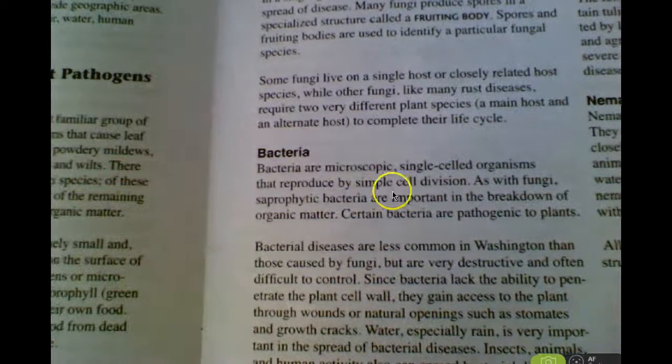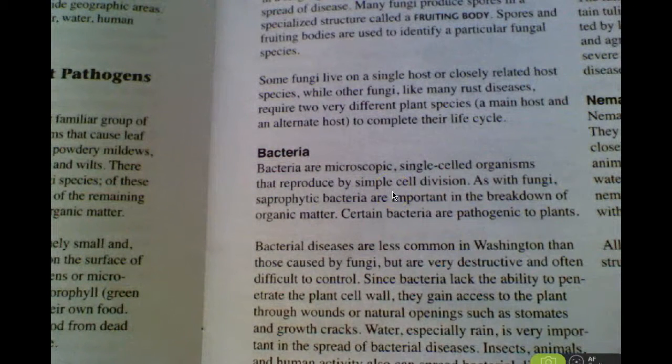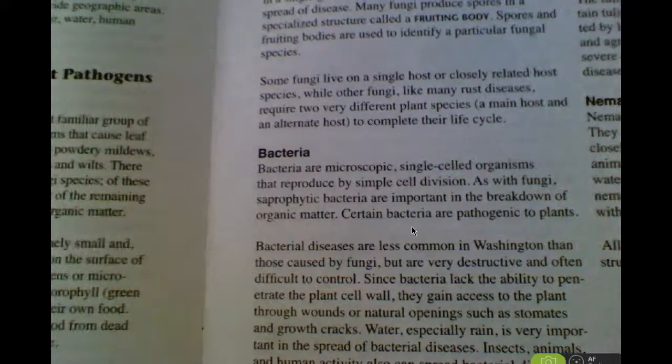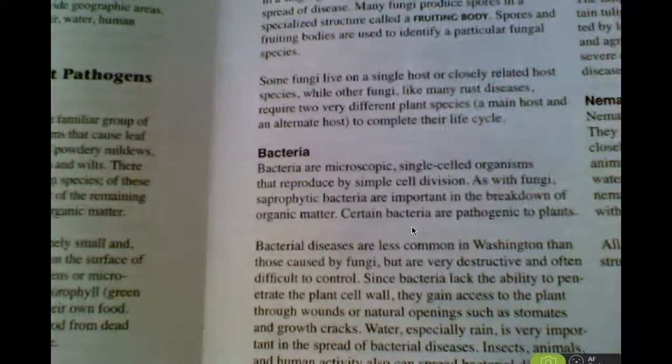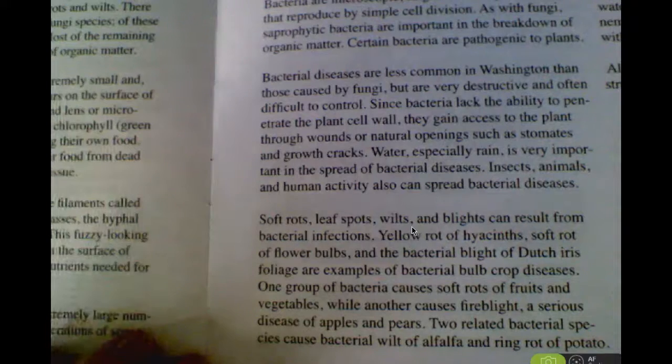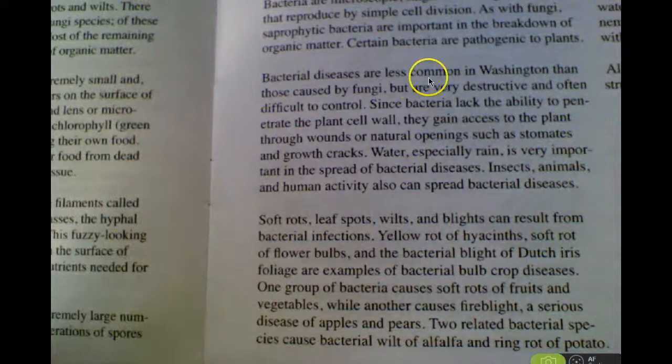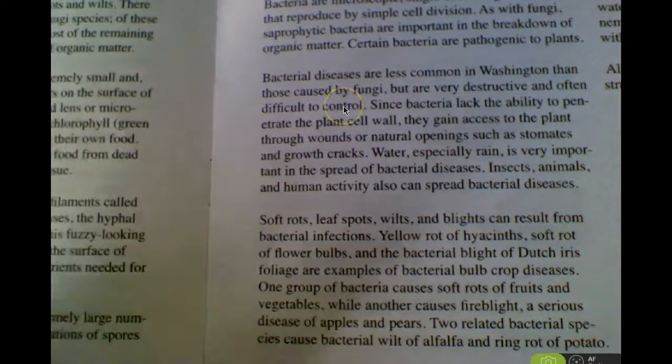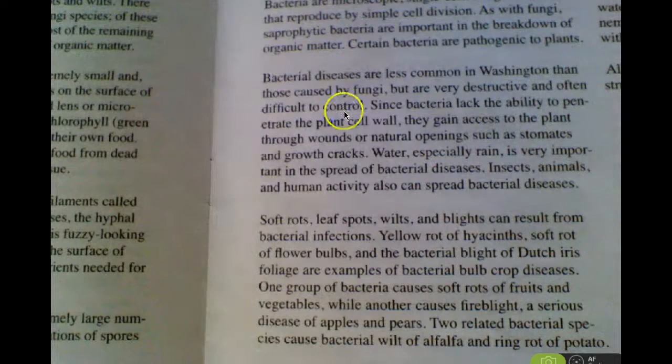Okay, so bacteria are single-celled organisms. They're microscopic, and they just reproduce by simple cell division. Saprophytic bacteria are really important in the breakdown of organic matter. We've also got a lot of bacteria that are pathogenic to plants. The picture I showed you earlier was of some bacterial ooze in the xylem and phloem of the plant, keeping nutrients and water from going up and down, so it blocked everything up and killed the plant. Okay, we have not as many bacterial diseases in Washington. We have a lot more fungi. I would say 95% of the problems we have are fungal diseases.